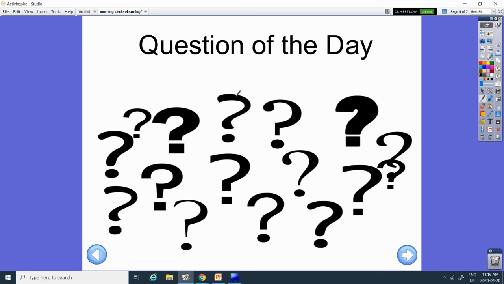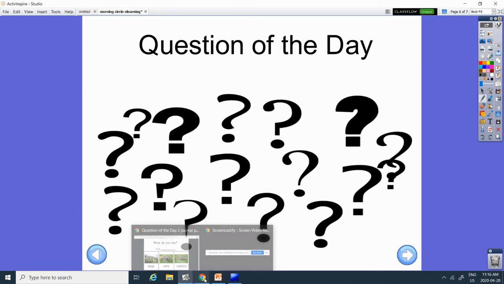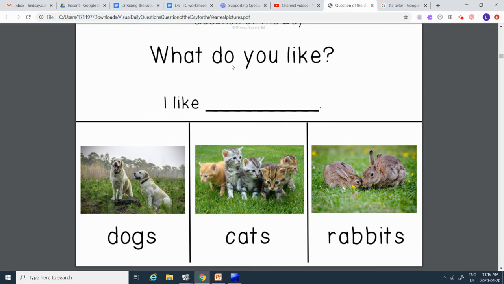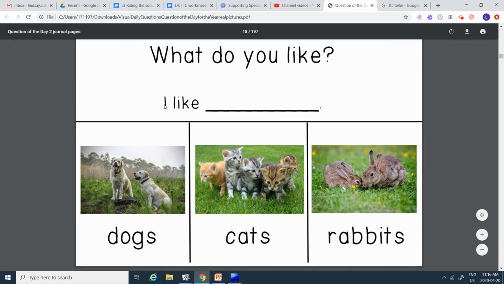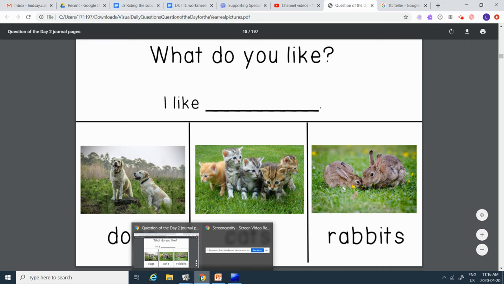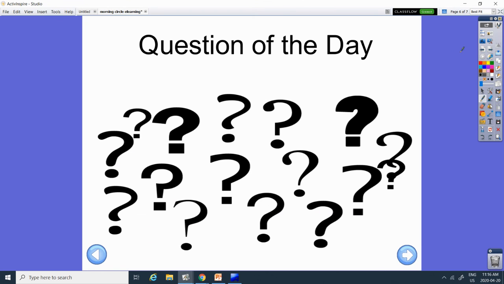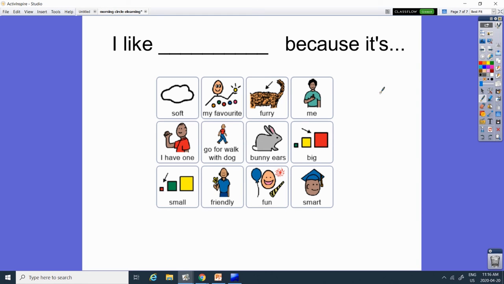Now our question of the day. And today's question of the day is, what do you like? Do you like dogs? Do you like cats? Or do you like rabbits? So you're going to pick one, dogs, cats, or rabbits. And then if you have a piece of paper, you can write a little sentence or two. Or if you don't want to write, you can just point. So decide which one you like.